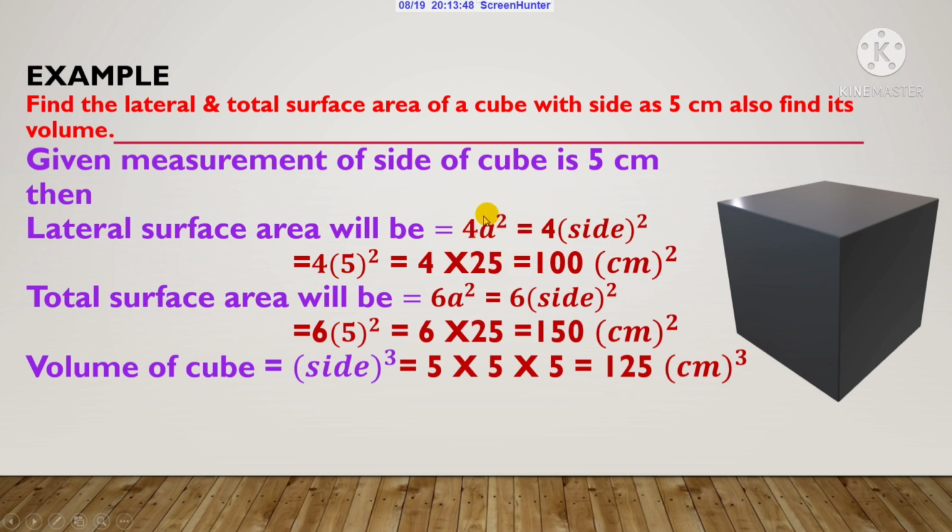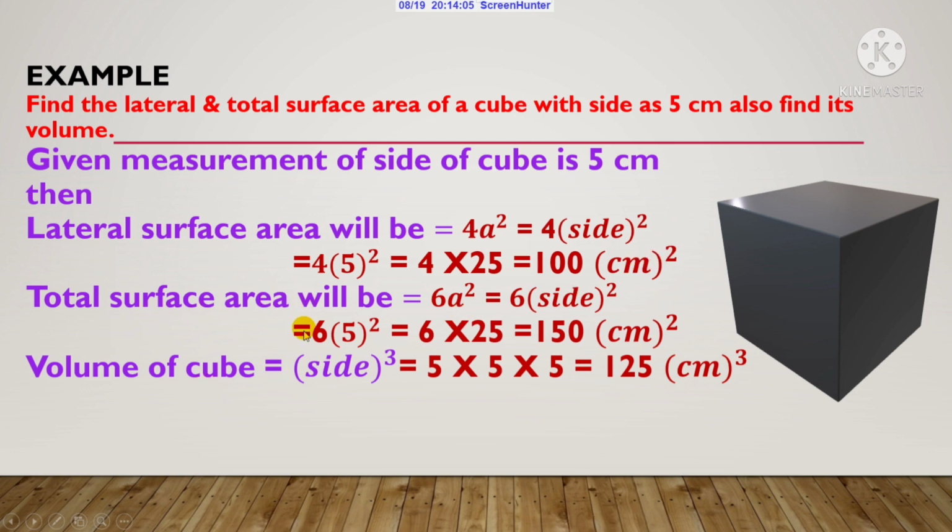Lateral surface area is 4 times a square, where a means side. It is given as 5 centimeters. So 4 into 5 square. 5 square is 25. 4 times 25 is 100. It is centimeter square, square units, because it is area.